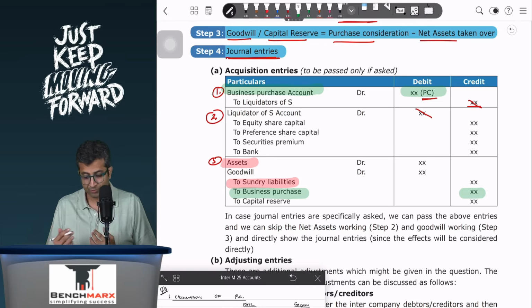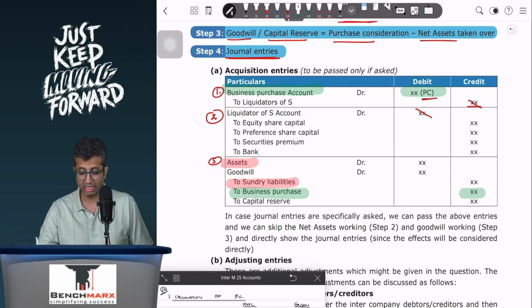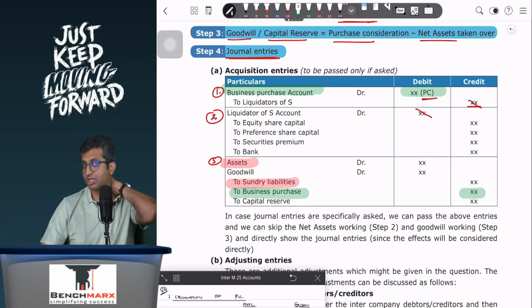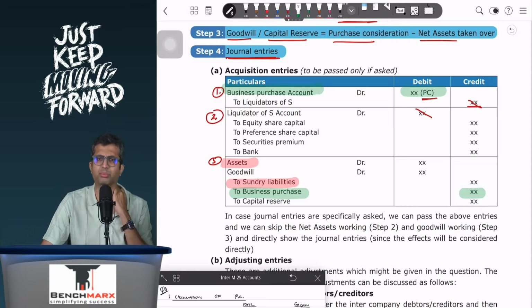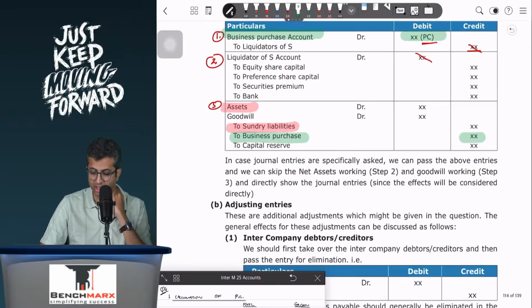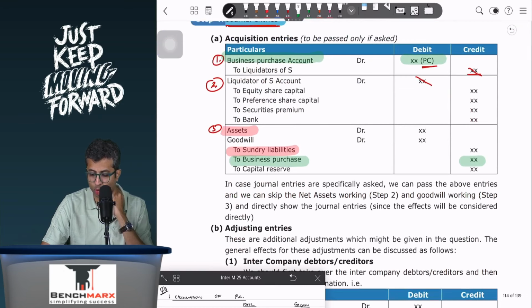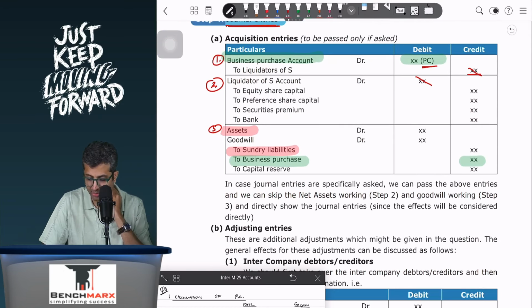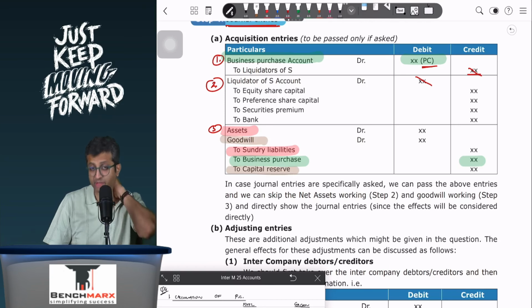And hence, this is where you are comparing. In red, what I have highlighted is the net assets taken over, which is our step number 2. And in green, what I have highlighted is the business purchase, which is usually our step number 1, PC. And the difference between these will go to goodwill if it is appearing on the debit side. Will go to the capital reserve if it is appearing on the credit side. Are we clear with this?